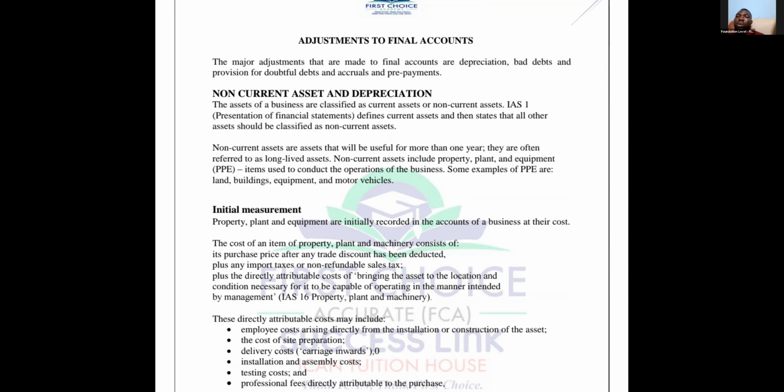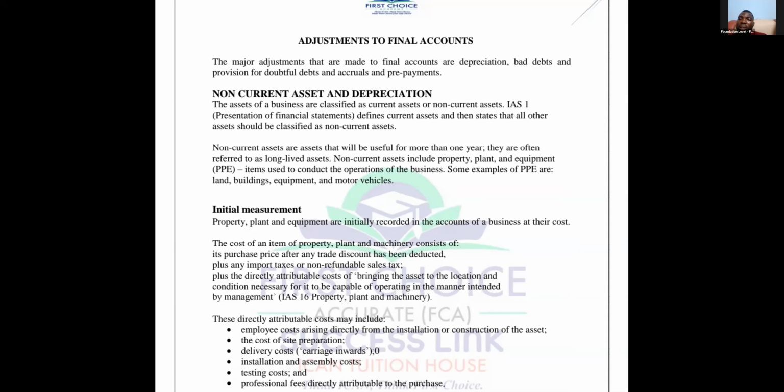For this purpose, we'll be talking about four of them. Number one, depreciation. Number two, bad debts. Number three, accruals and prepayments. Number four, earned and unearned income. These are the adjustments. This is your level that you expect to know. My colleagues have also taken IS2, which is inventory.